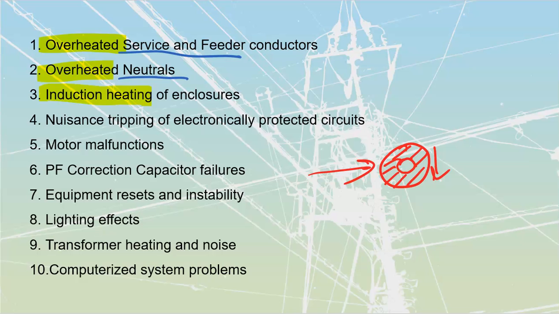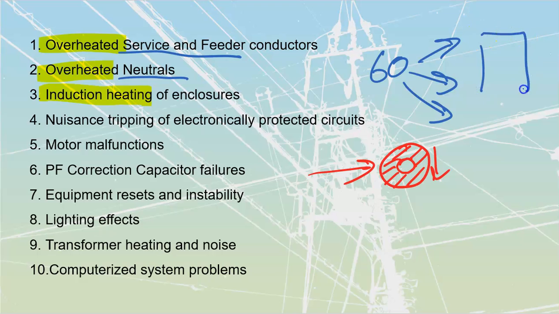Induction heating of enclosures. Well, this is once again one of our stray losses, where we're going to be looking at eddy currents. And eddy currents are just circulating currents going in this direction, and then they circulate and go around in the opposite direction. But as soon as we change our fundamental frequency from 60 hertz to a multiple of that, which are those harmonics we're creating, then we are moving those domains back and forth much, much faster, right?